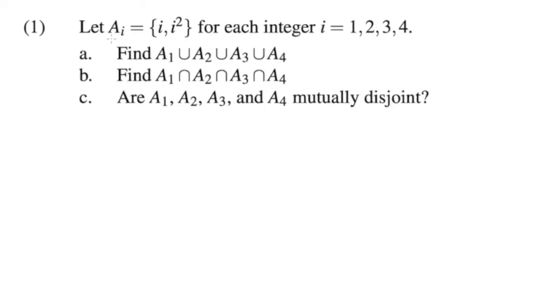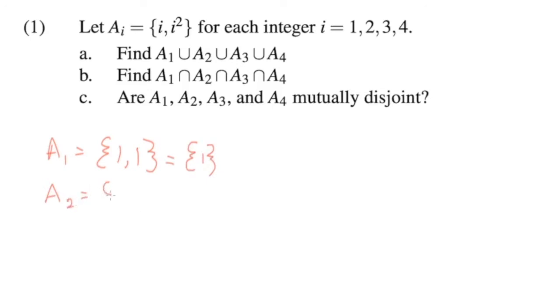Let Ai equal the set containing i and i squared for each integer i equals 1, 2, 3, 4. Okay, so let's start right there and figure out what A1, A2, A3, and A4 are. A1 equals the set containing i, so i is 1, and i squared. 1 squared is also 1. So we get the set containing 1 and 1. Now we know that repeats don't count, so this just amounts to the set containing 1.